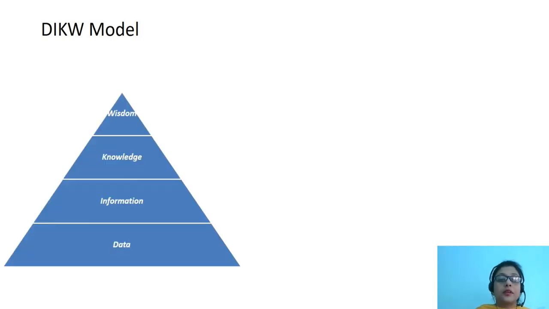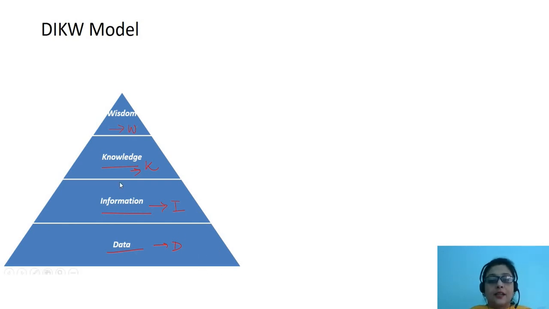Let us now understand the DIKW model. This is the DIKW model. It is in the form of a pyramid. At the base of the pyramid, we have data. So this stands for D of the DIKW model. At the next layer, we have information, which is I. At the third layer, we have knowledge, which is K. And at the topmost layer of the pyramid, we have W, which is wisdom.